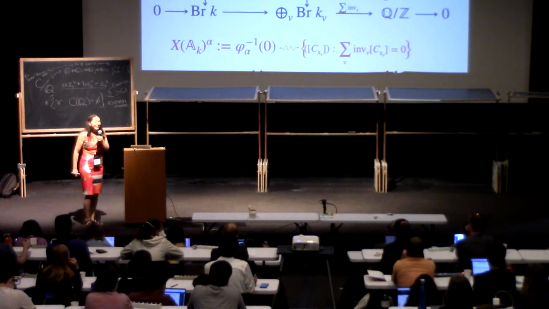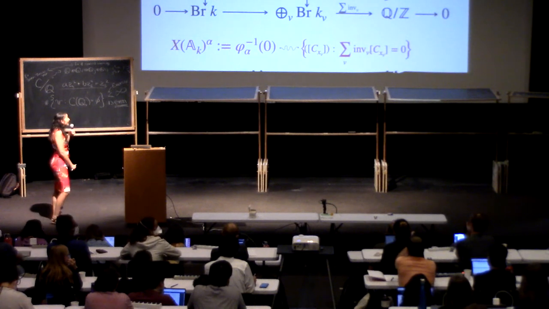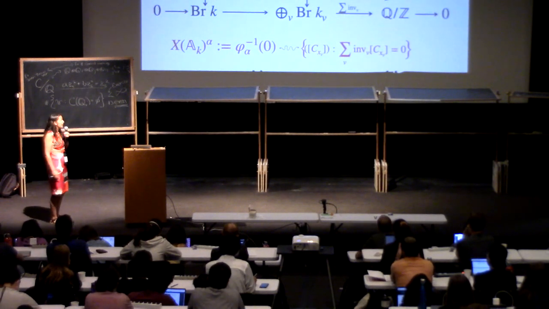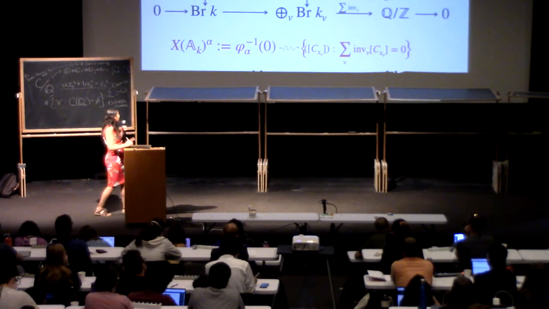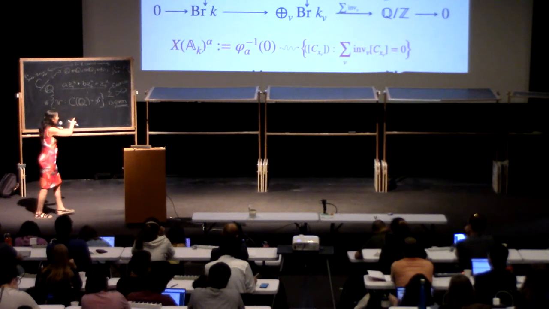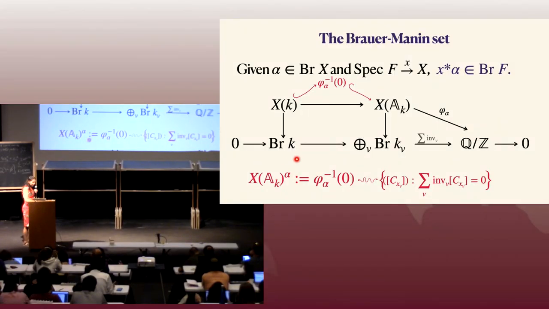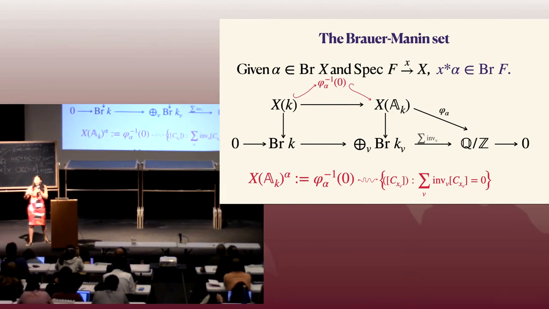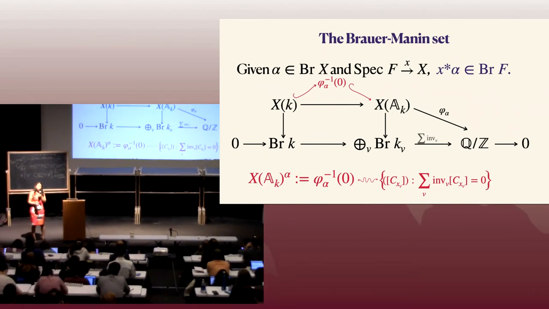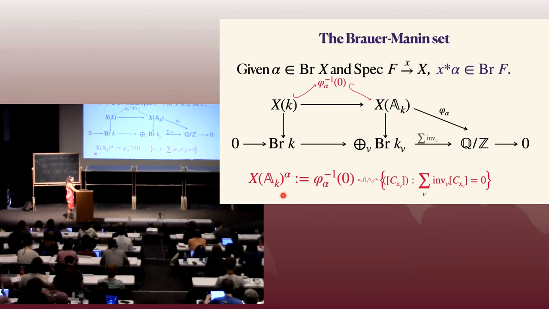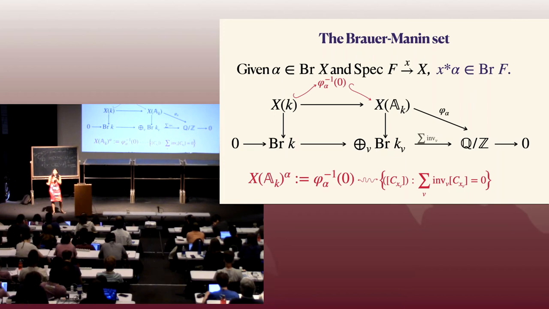Yes, phi alpha depends on alpha, and the inverse image depends on alpha. Yes, so that's the next thing. So this set X_A_K of alpha, often this is thought of as a pairing between the Brauer group and the set of adelic points going to Q mod Z. So we usually refer to this set as the set of adelic points orthogonal to alpha, like using linear algebra terminology.